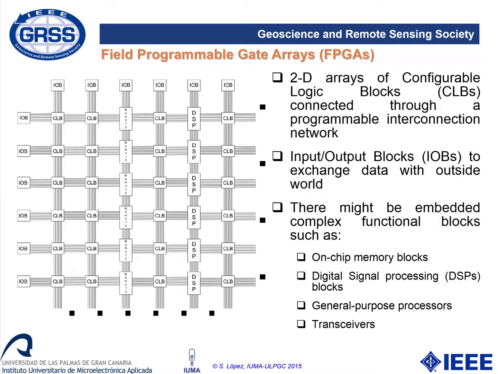Additionally, what we have in these FPGAs are input and output blocks, shown here, in order to exchange data with the outside world. And also in some FPGAs, especially in the modern ones, what we have normally is embedded complex functional blocks, like for example on-chip memory, blocks that have been especially designed for digital signal processing computations. Like for example, what we have normally there are very specialized multipliers, general purpose processors that we can implement, also transceivers and so on.